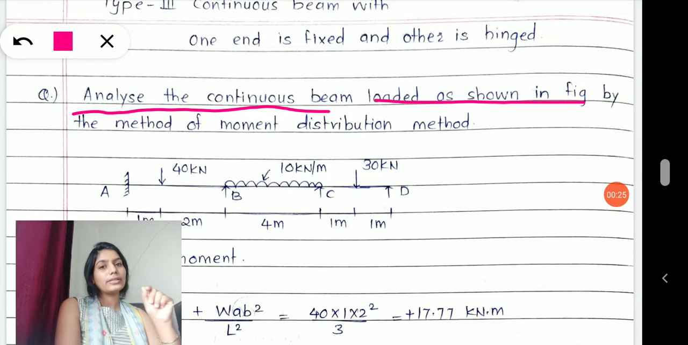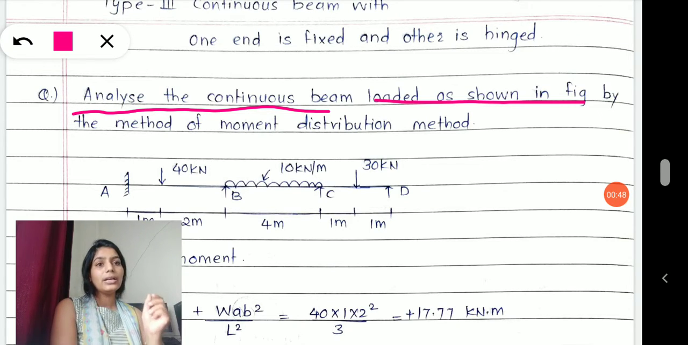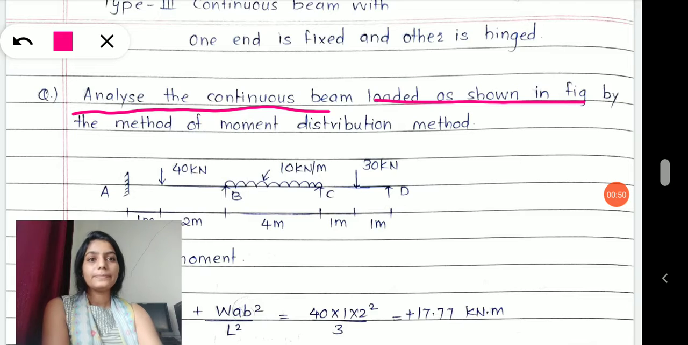As we know, we are in the fourth unit where we are understanding the moment distribution method. We are applying it to different types of beams, and once we finish with the beams we will move towards frame analysis with the same method, the moment distribution method, right? So in today's class we will see an application of the moment distribution method for a beam which has one end fixed and the other one a simple support, right?